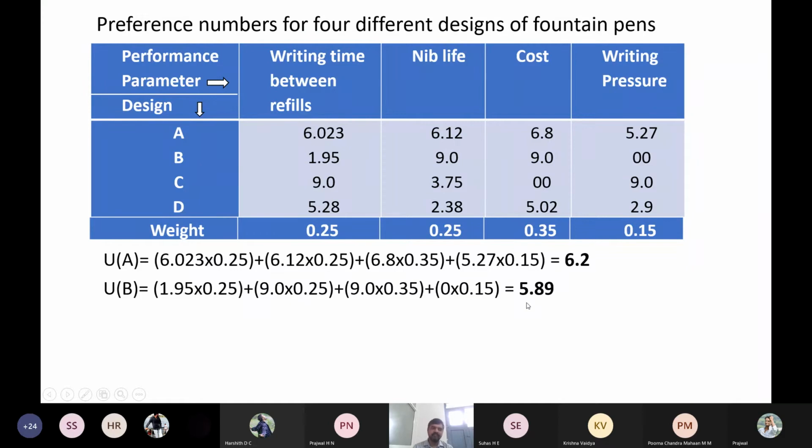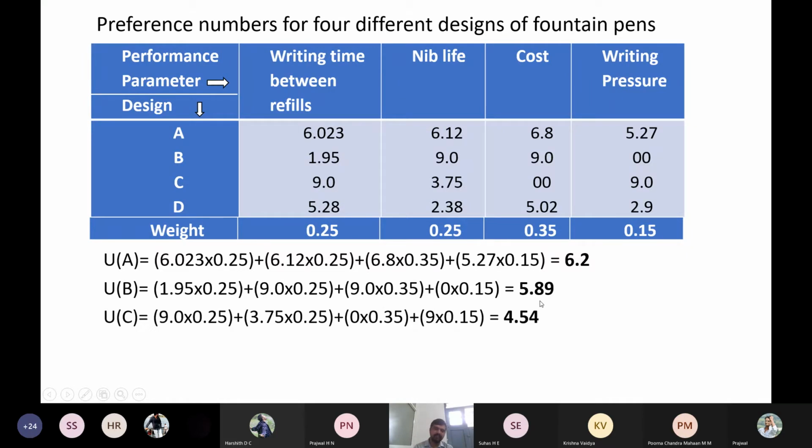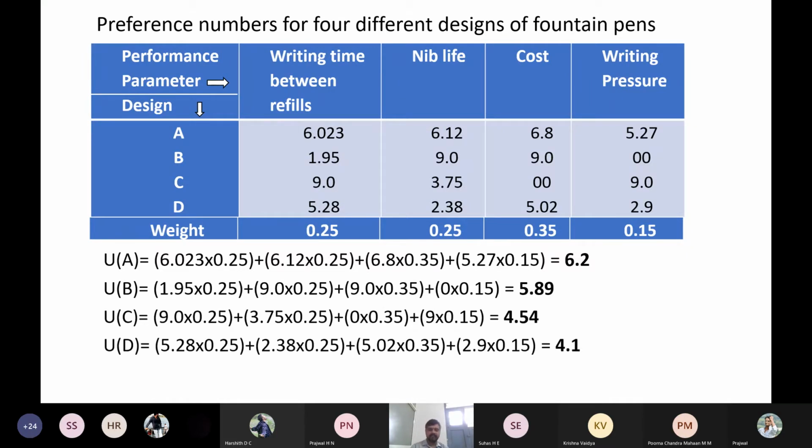Next, similarly, find it for B. Again, multiply this with weightage, this with weightage, this with weightage, and this with weightage. You will get 5.89. Similarly for C and D. Now by looking at the utility values, which is the good design based on utility?